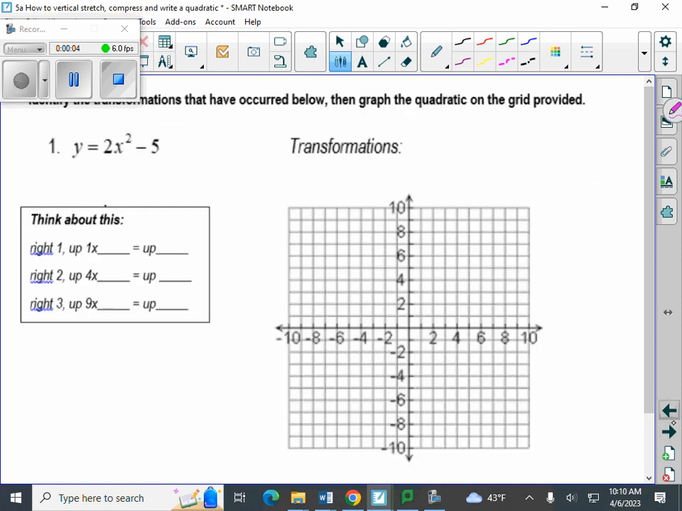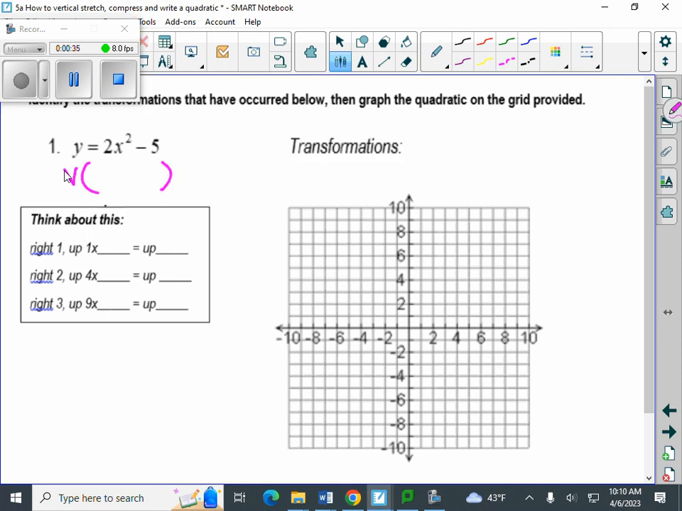So if we look at the next section here, we're given more transformations and we want to graph. But again, the key to graphing is still that your graph is centered around the vertex. So if we can identify the vertex, that's going to be a huge help when graphing without a calculator especially. So let's start with that, and let's identify what the vertex is on this problem.